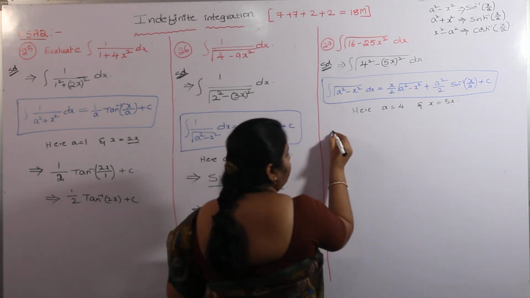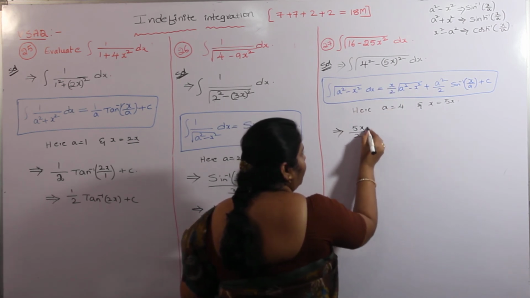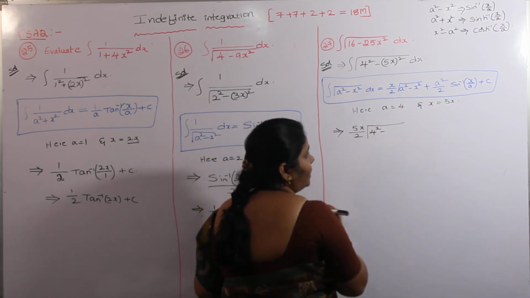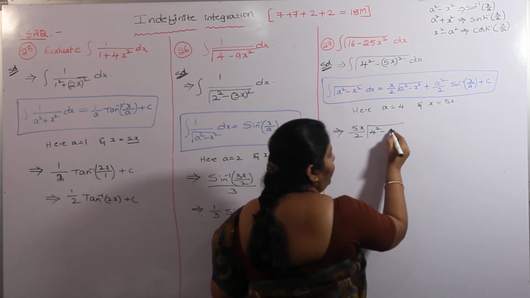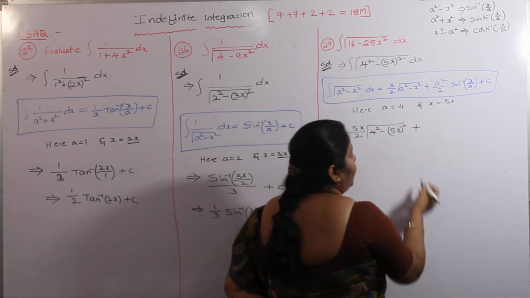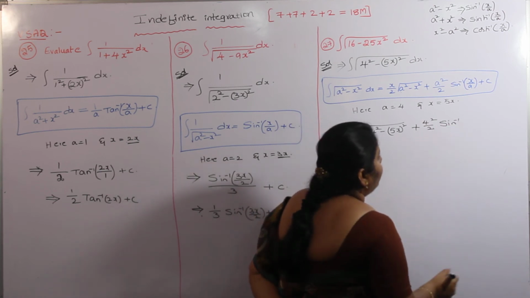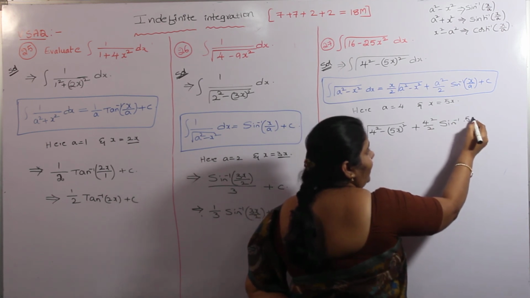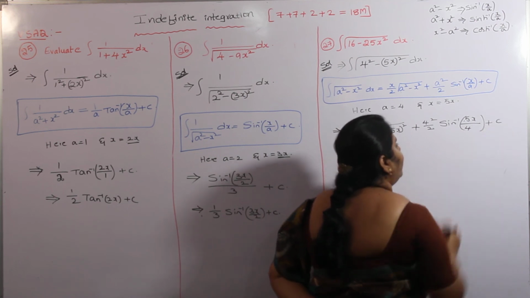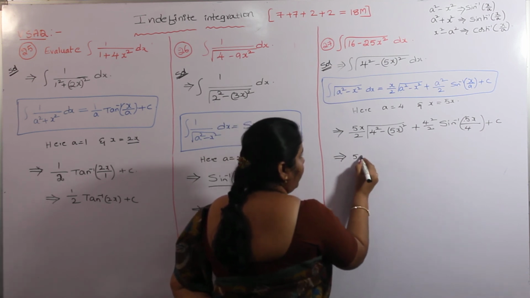Apply this formula. x by 2, what is x? 5x by 2 into root over a square minus x square. a is equal to 4, so 4 square minus x square, where x is 5x, whole square, plus a square by 2. a is equal to 4, that is 4 square by 2 into sine inverse x by a, where x is 5x and a is 4. After the integration, we are adding the integral constant plus c. This implies 5x by 2.